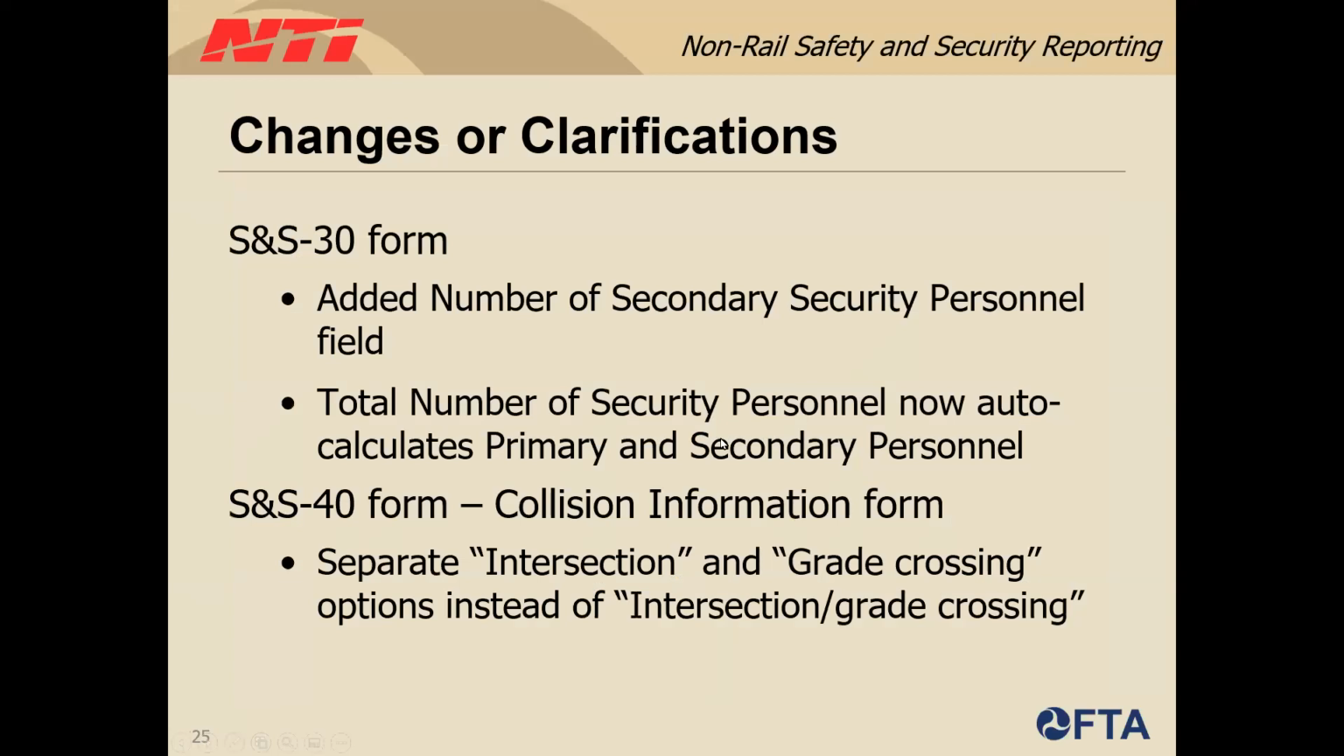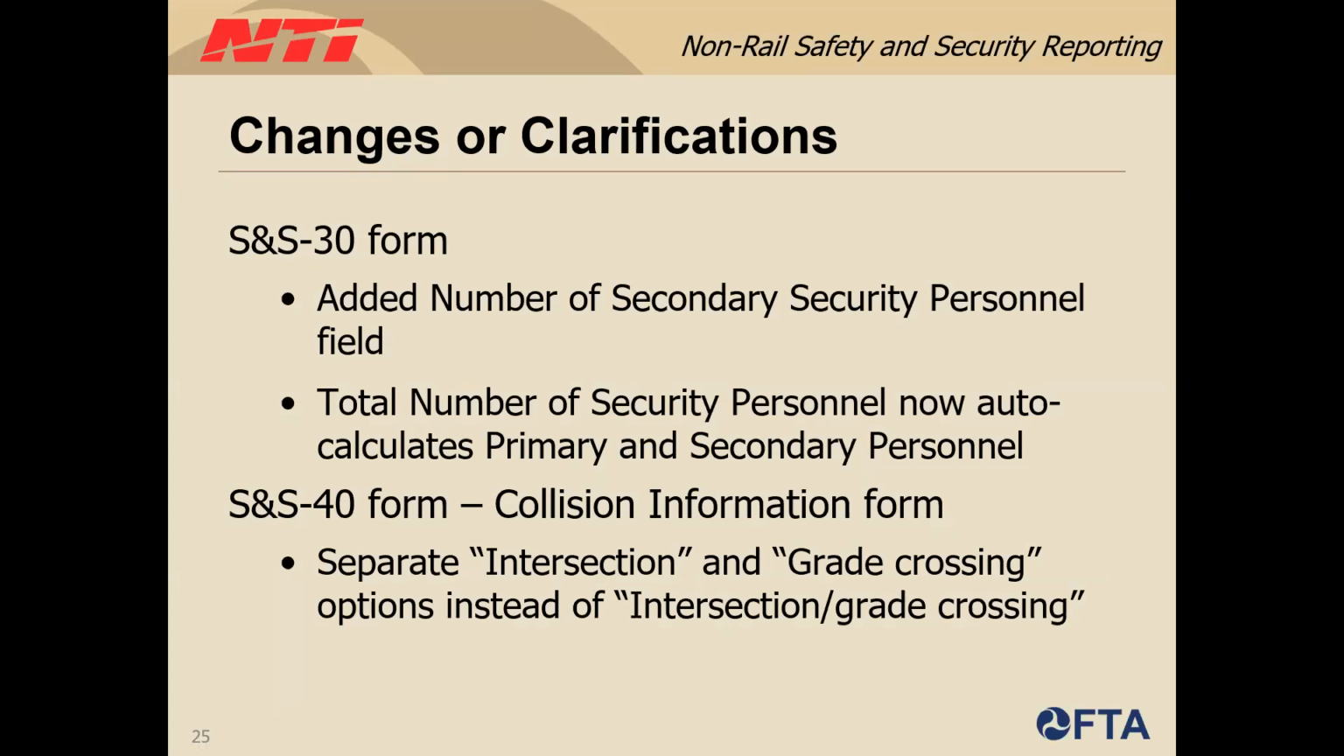Okay, changes in 2022. The only change that's been made for non-rail reporting is, well, the main one is the SNS 30, and that is that we added the number of secondary security personnel field to the form. And as you'll see when we get into that, it makes it much easier to help complete the form.